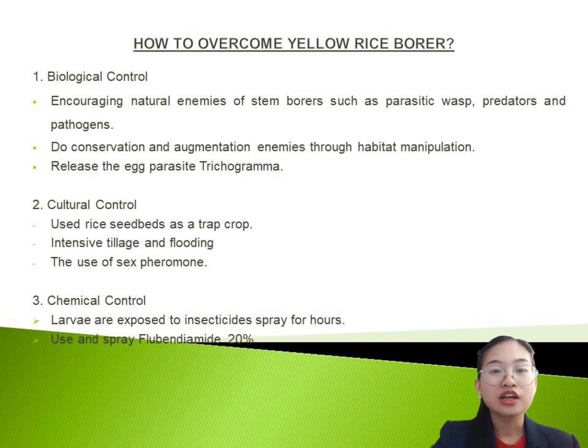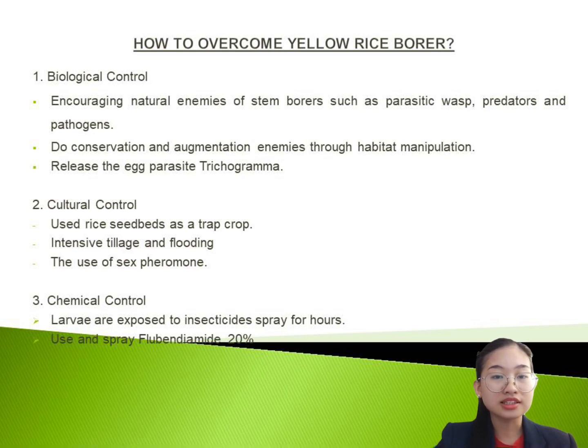Other than that, do conservation and augmentation of natural enemies through habitat manipulation, like planting nectar-rich flowering plants. It can enhance their effectiveness. In addition to that, releasing the eggs of the parasite, namely Trichogramma japonicum, at a rate of 2 to 3 times at a narrow interval.